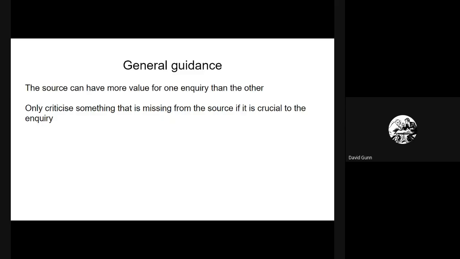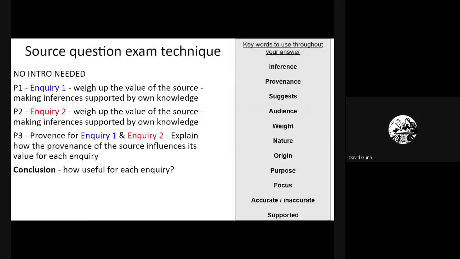Another important bit of guidance is only criticize something that's missing from the source if it's crucial to the inquiry. The sources are just small extracts. You can't expect them to cover everything. If they purposely leave something out, or if something's missing that is crucial to the inquiry, you could say the fact that it doesn't cover that means that it has less value for inquiry 2, for example. Okay, and I will go through an example in just a minute that will show an example of that.